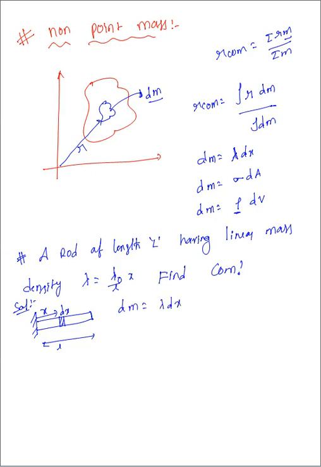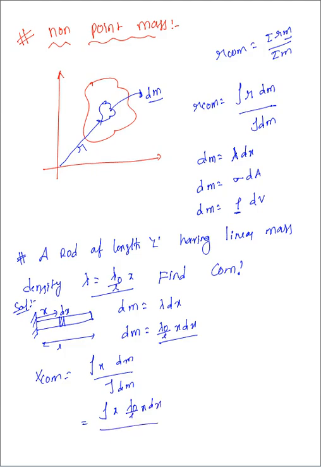But in the question, the lambda value is given as lambda naught by L into x. Therefore the dm value will be lambda naught by L into x dx. So how do we get the xcom value? Xcom equals, you know, integral x dm divided by integral dm. Therefore integral x dm is lambda naught by L into x dx, divided by integral dm, which is lambda naught by L into x dx.